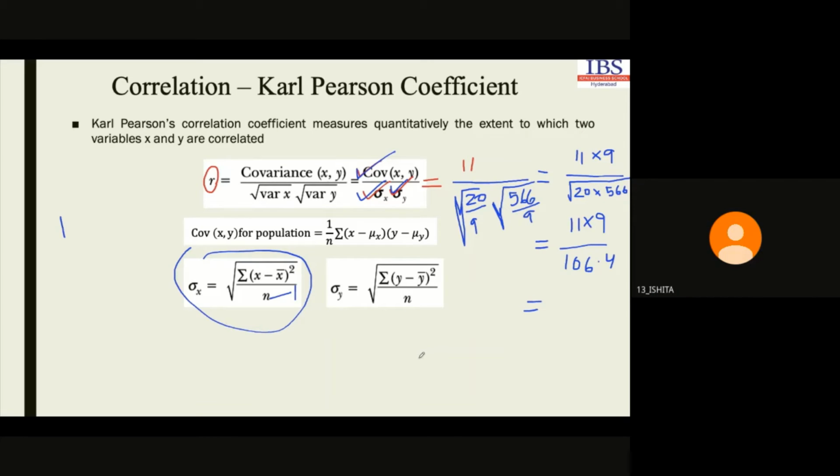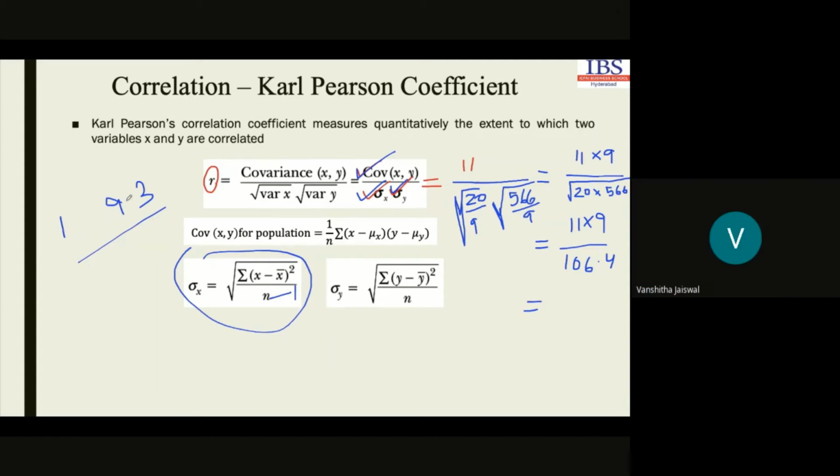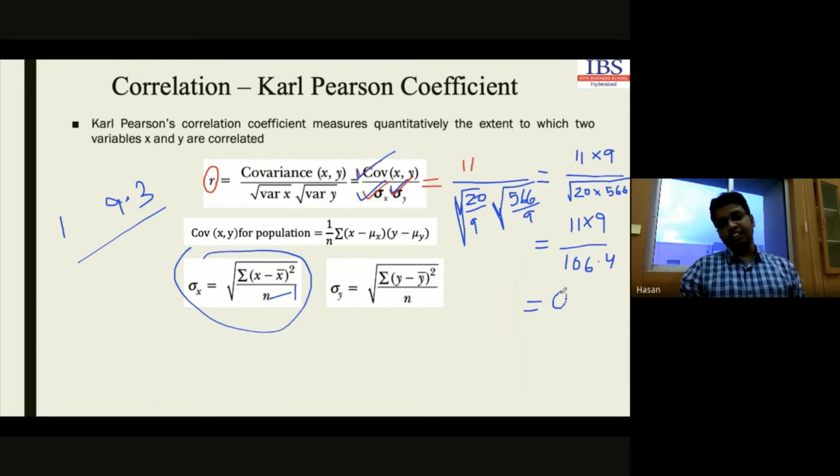Sir, I guess 9.3 or so. 9.3? Yes, sir. Are you sure? Check it. 9.3. Any other? 0.93, because this is 99 by 106. It should not be more than 1, right?